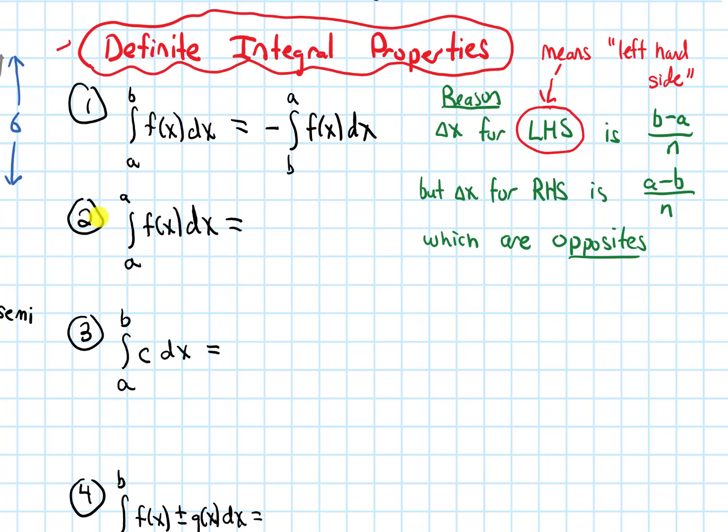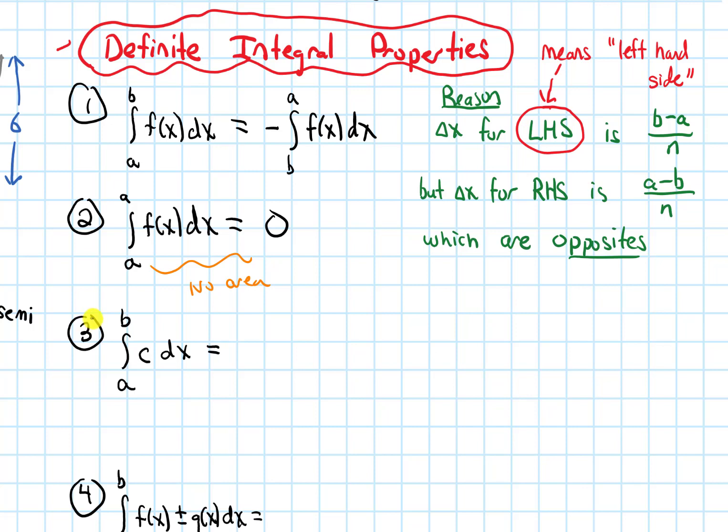Alrighty, so property 2 says if I have the integral from a to a of f of x dx, well, if I had a graph of a function, I would just be looking at what's going on from a to itself, and there would be no area there, so this is just going to be 0. So this is going to be 0 because there is no area here.